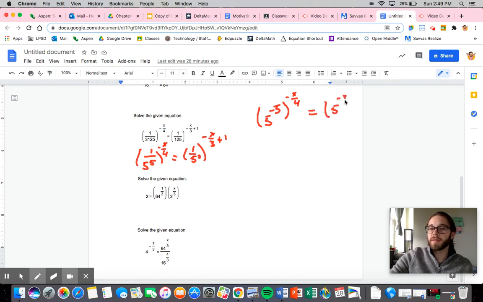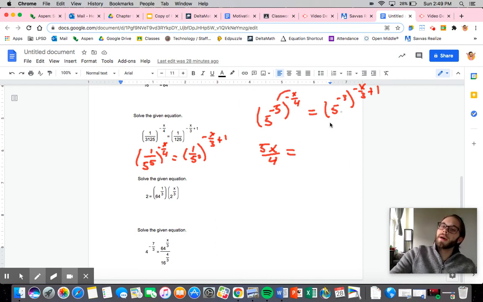5 to the negative 3, negative x over 3 plus 1. All right, so again, it would be 5x over 4. And we distribute, right? Multiply. 3x over 3, which is just x, plus minus 3. Okay. And what did I just do here?